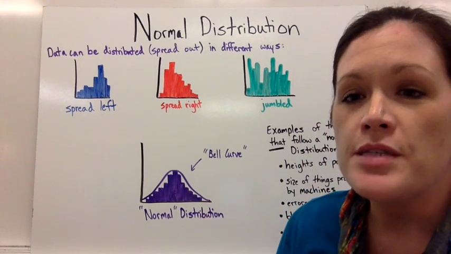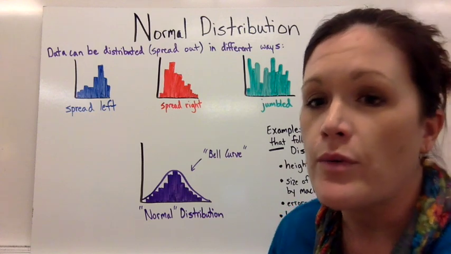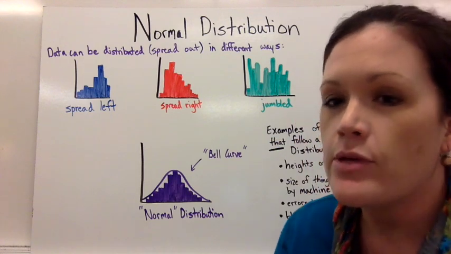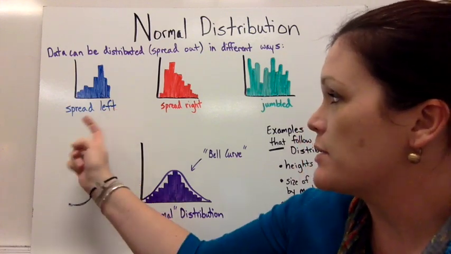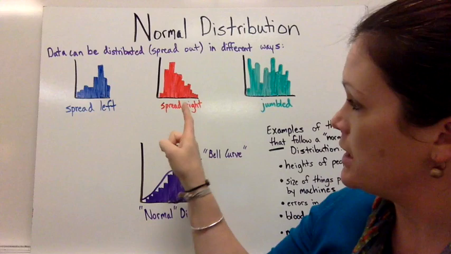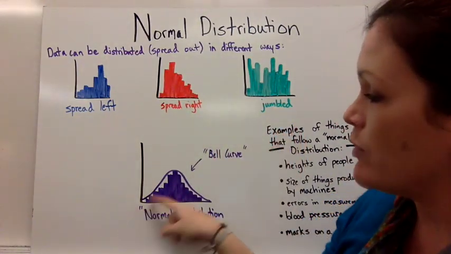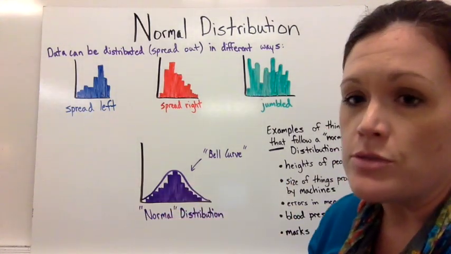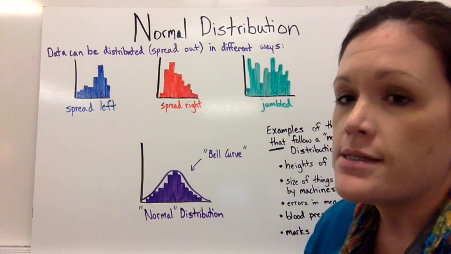Let's talk for just a few minutes about normal distribution. Data can be distributed lots of different ways, but when they say it's been normally distributed, then we would use this information to help us solve problems. Sometimes our data is spread to the left, sometimes to the right, sometimes it's all jumbled up. But when it follows what we call a bell-shaped curve, it's called normal distribution. And in these problems, they'll use those words so you'll know that this is what you need to use to solve the problems.